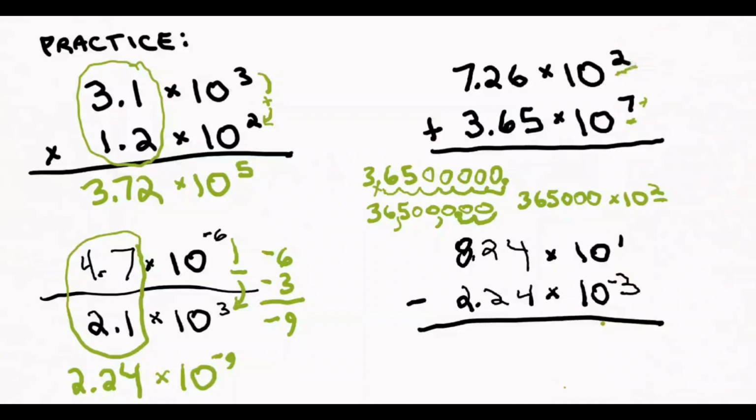So now we have this 2 is the same as this 2 up here. We need to add 7.26, add it to 365,000, which is 365,007.26 times 10 to the 2nd.